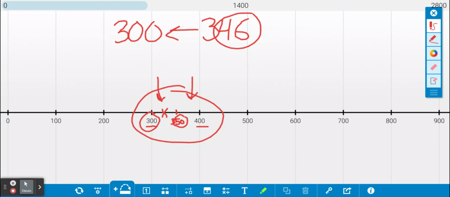Hopefully this helps you all. If you're interested in using this number line app, it is on mathlearningcenter.org, and you can access this number line as well as some other great online math tools if you're interested.